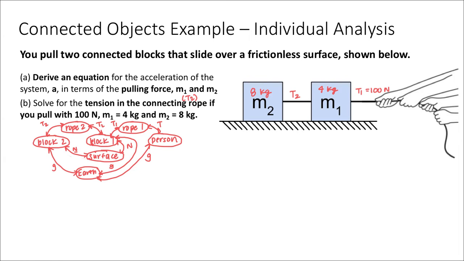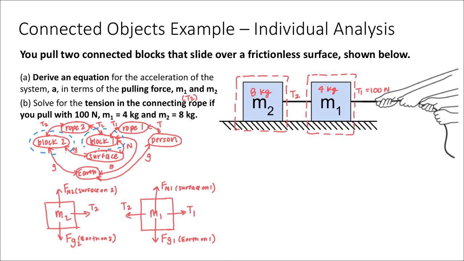So I know that the rope T2 pulls on the second block just as much as it pulls on the first block. And then rope 1 is a separate rope altogether, which pulls on block 1, and in this case the person just as much. Now, using this interaction diagram, I'll draw force diagrams for block 1 and block 2 separately.